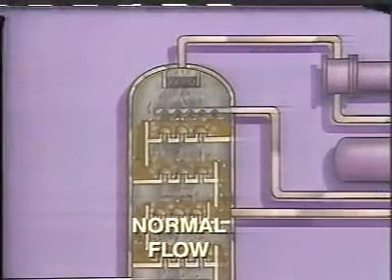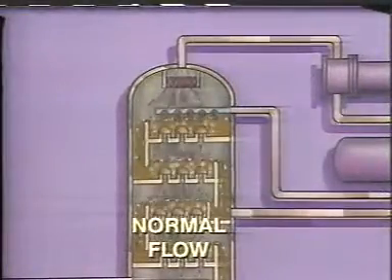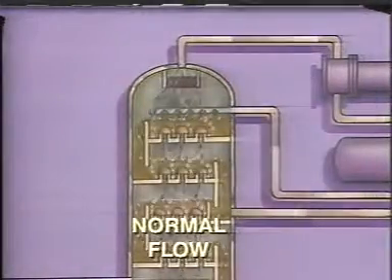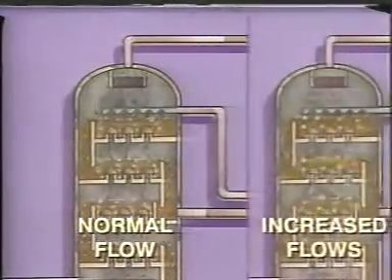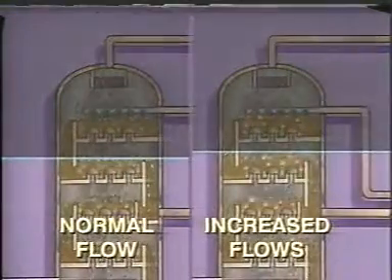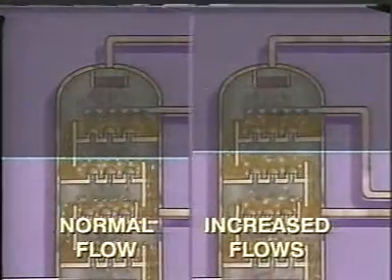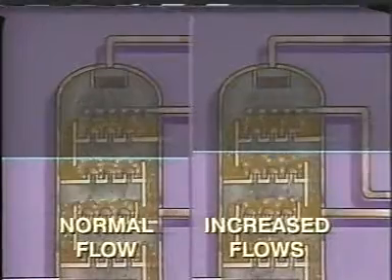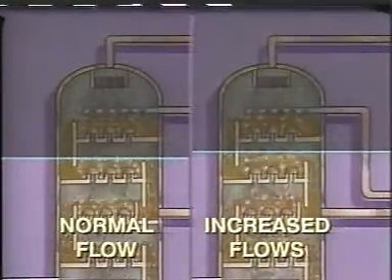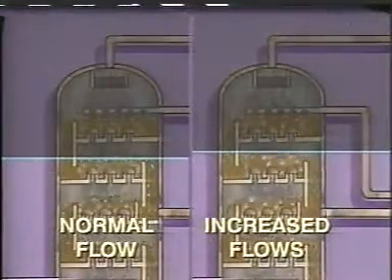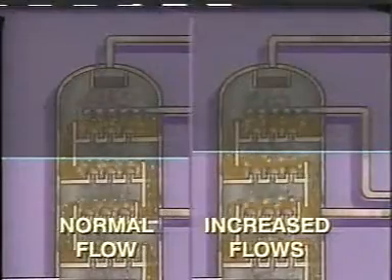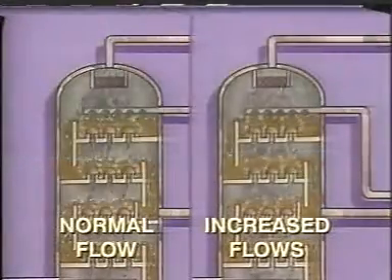Excessive vapor or liquid rates through any one of the trays can upset this balance for the entire column. The diagram on the right shows what happens when either vapor or liquid rates are increased, holding other operating conditions constant. You can see that this causes the hydrostatic head of the liquid to increase, which can lead to flooding.